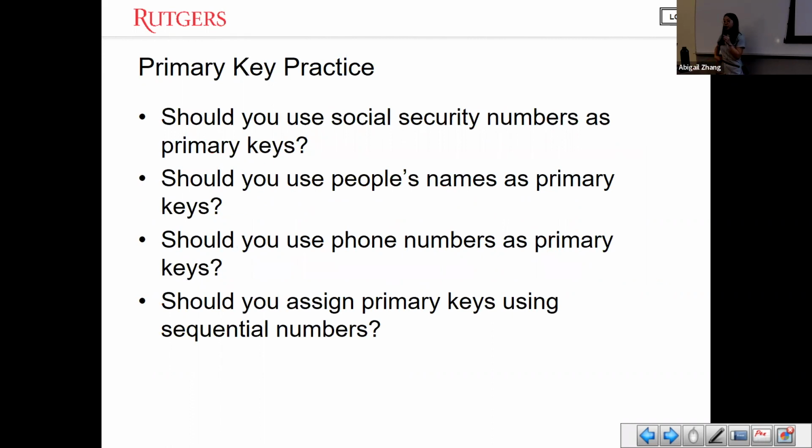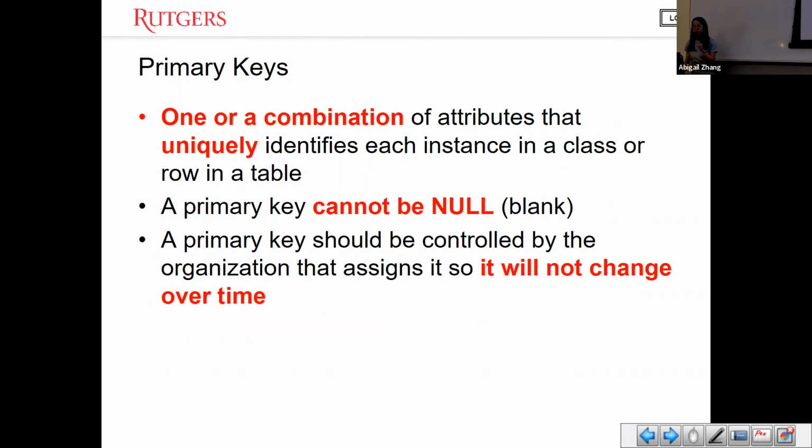So let's look at these questions. Let's discuss. Should we use social security numbers as primary keys, let's say for the United States, if we want to have a database of all people? Someone says yes. Are there no answers? Okay, so let's look at these criteria. First of all, yes, social security numbers are unique, right? There's no same number for 2 individuals.